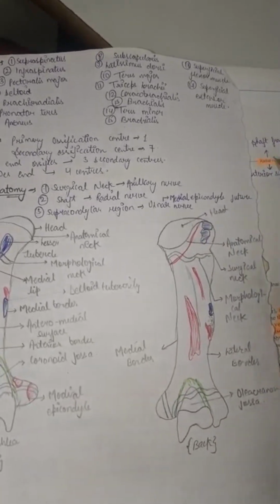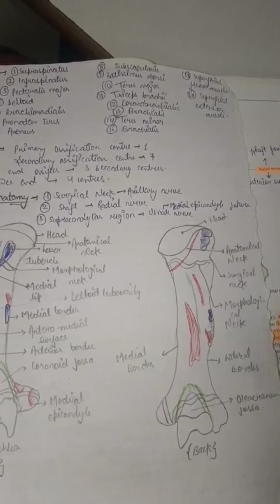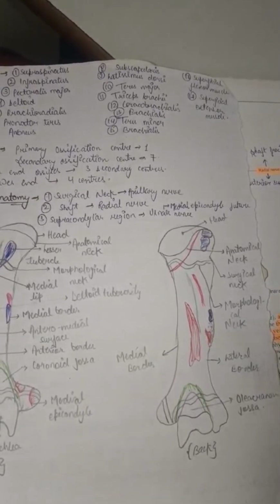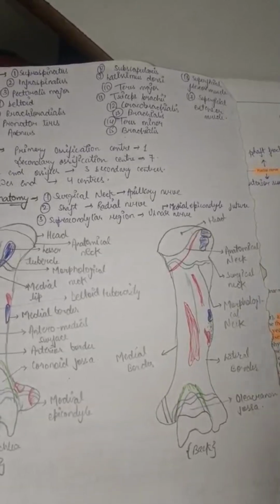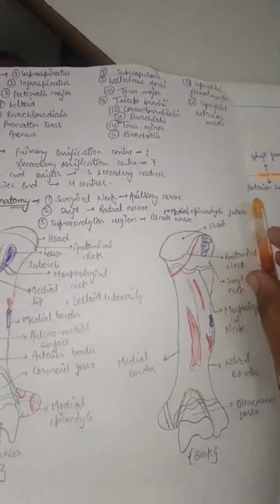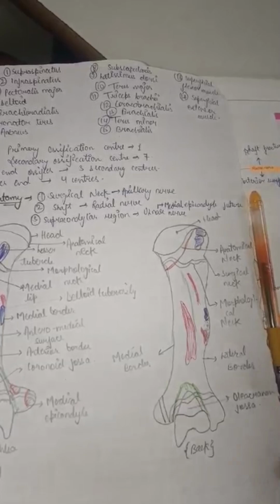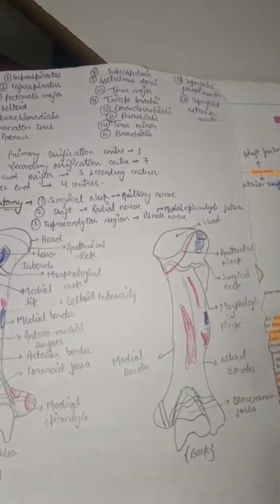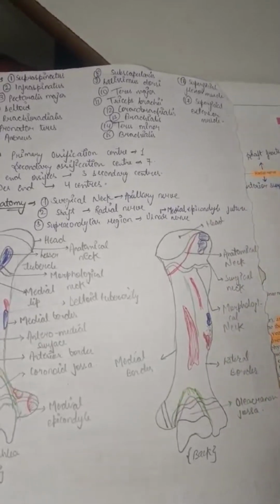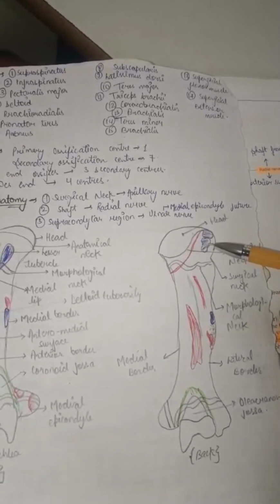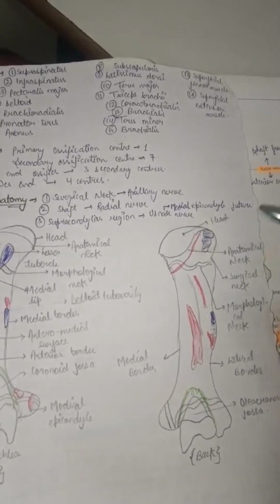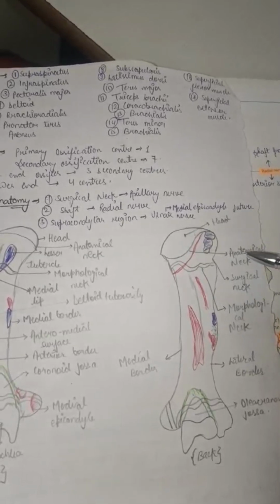Then we have supracondylar fracture. Supracondylar fracture is common in young age as it is caused by a fall on an outstretched hand. If a person, like a child, falls with the hand straight, then the lower fragment is displaced backwards. This causes injury to the median nerve and causes Volkmann's ischemic contracture.